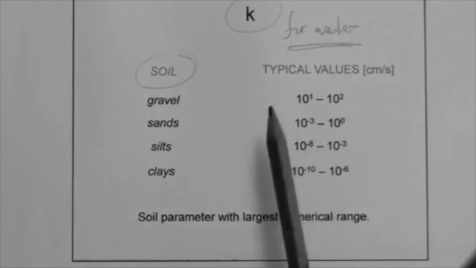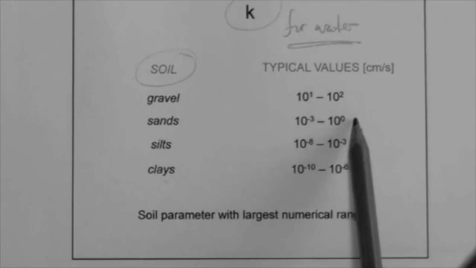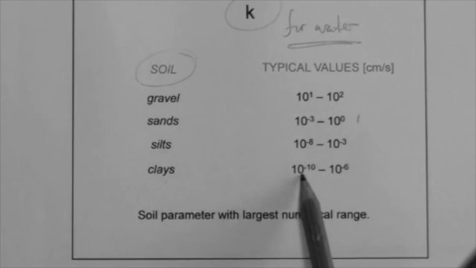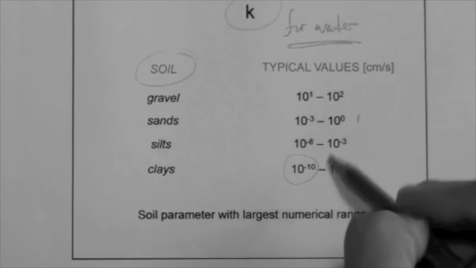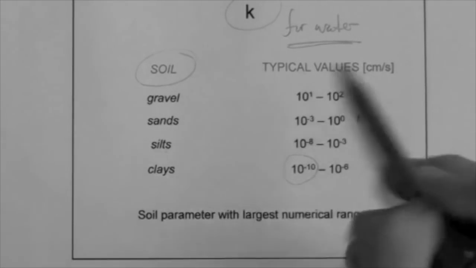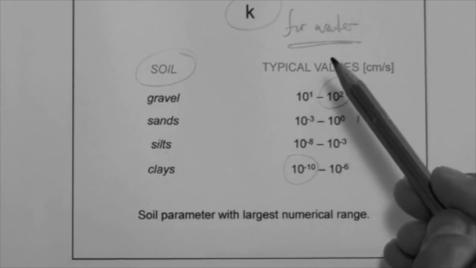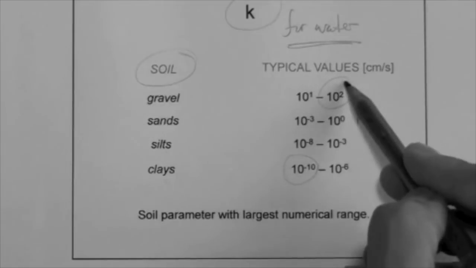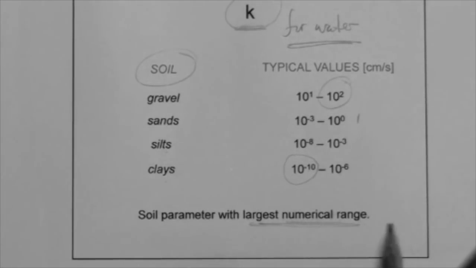in geotech engineering. Gravel, 10 to the 1 to 10 to the 2. Sands, 10 to the minus 3 to 10 to the 0. That means 1 centimeter per second. Silts, 10 to the minus 8 to 10 to the minus 3. Clays, 10 to the minus 10 to 10 to the minus 6. So look, the lowest is about 10 to the minus 10. It could actually be 10 to the minus 12 or something like that for clay. And for gravel, 10 to the 2, sometimes even 10 to the 3 if the gravel has large grains. So this is 12 orders of magnitude difference from here to here. That's enormous. So this is the parameter that varies the most for soil.